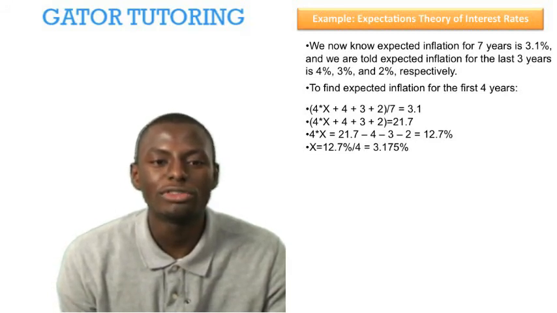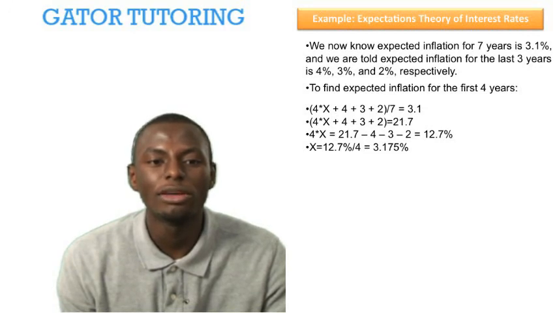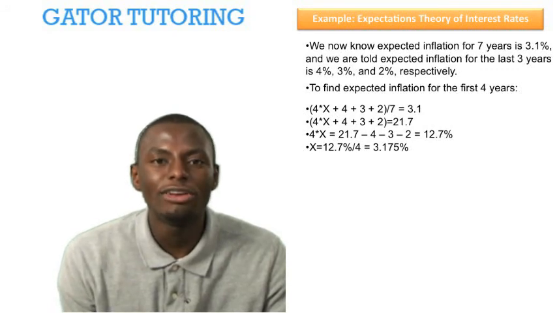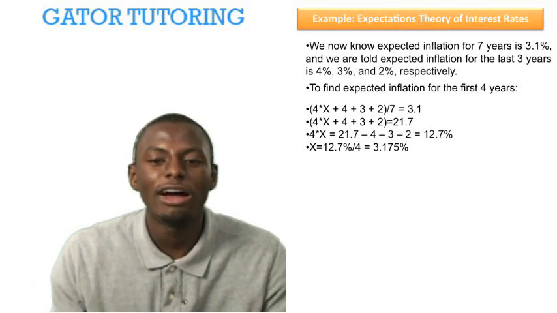We multiply both sides by 7, and we get the second equation, 4 times x plus 4 plus 3 plus 2 equals 21.7. We do some subtraction, and we get 4 times x equals 12.7%. And finally, we find that x is equal to 3.175%.